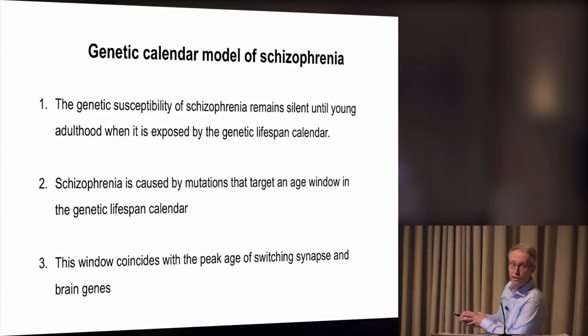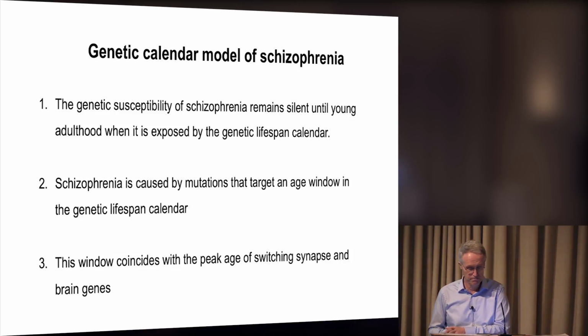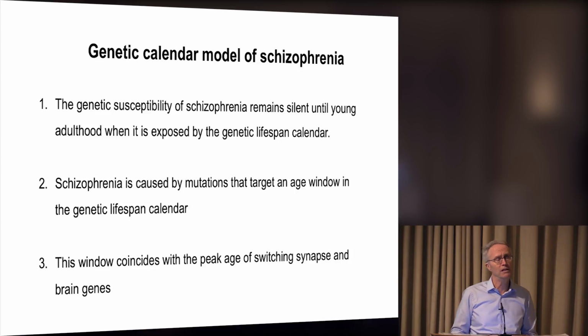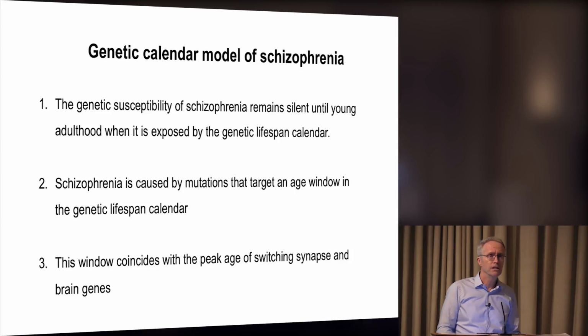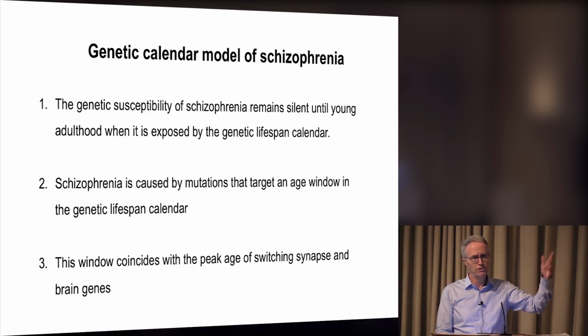The mutations are not showing any effect, but it only becomes exposed by the gene regulatory events in the genetic lifespan calendar. So in effect then, schizophrenia is caused by mutations that target an age window in this genetic lifespan calendar. And this coincides with this peak age of synapse genes that are reorganizing. Quite different hypothesis to the standard one, which is that there is some sort of insult that occurs during fetal life, and then a second insult that happens in your young adult period.